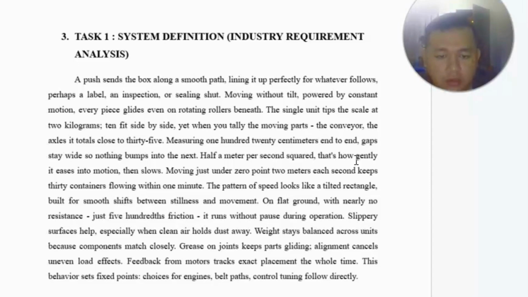It runs without pulses during operation. A slippery surface helps, especially when clean air holds dust away. Weight stays balanced across the unit because the components match closely. Alignment can serve uneven load effects. Feedback from the motor threads exact placement the whole time. This behavior sets the fixed points chosen by engineers, and the control tuning parts follow directly.